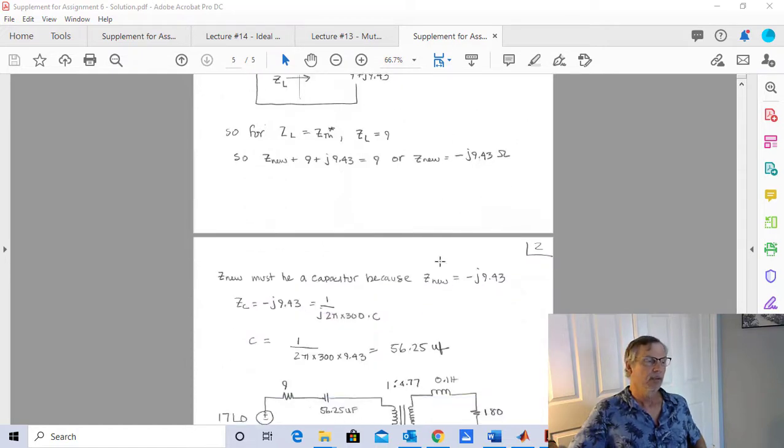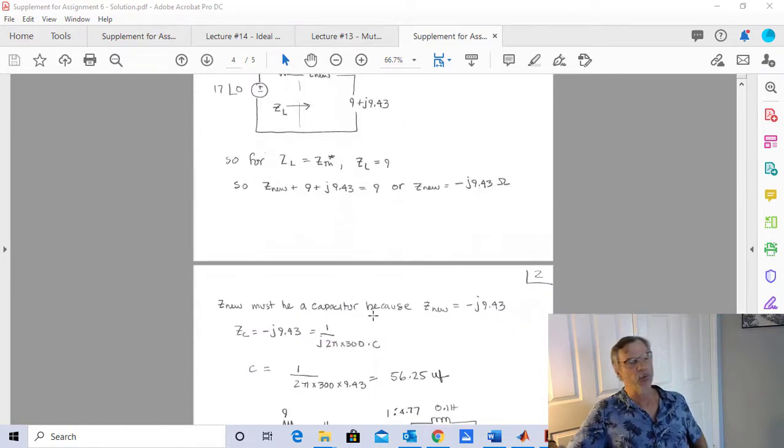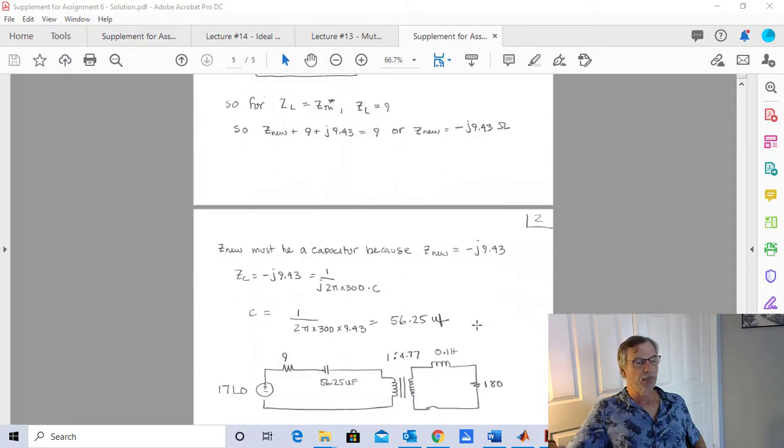So it's got to be a capacitor. We figured that out way up at the top, but it's got to be a capacitor because Z is a minus J. So what I'll do is say my capacitor is minus J 9.43, which equals 1 over J omega C. Here's my J, here's my omega, here's my C. Let's calculate C, and I get 56.25 microfarads.